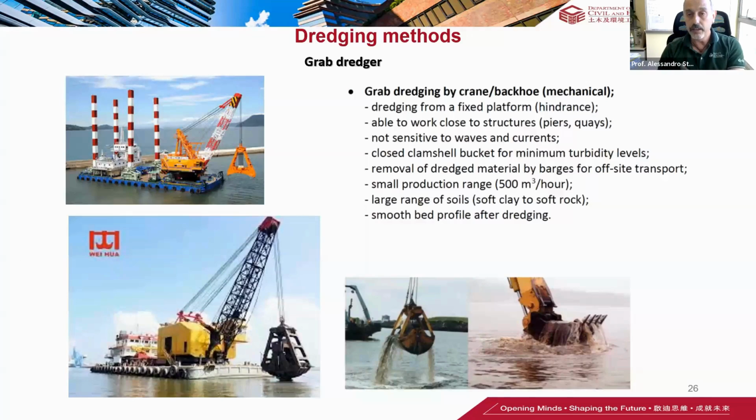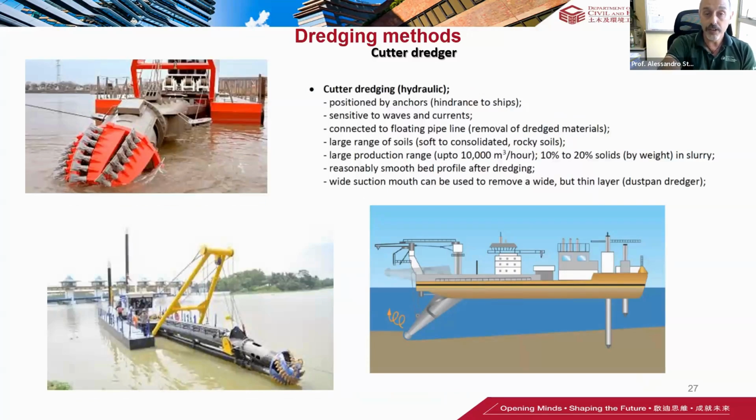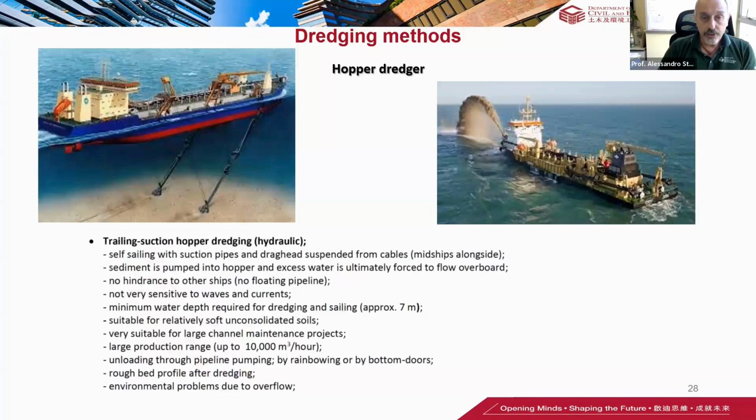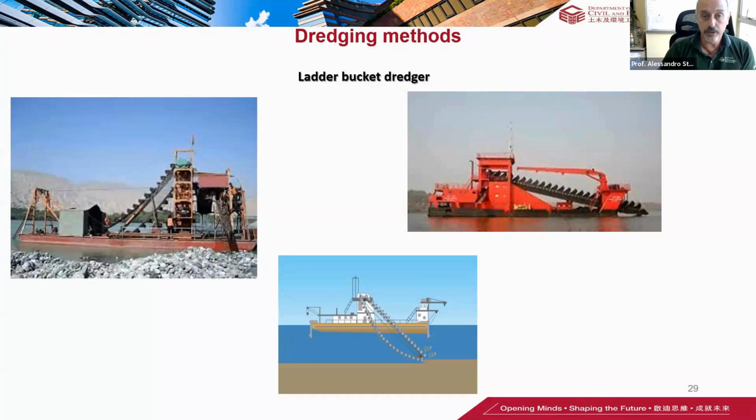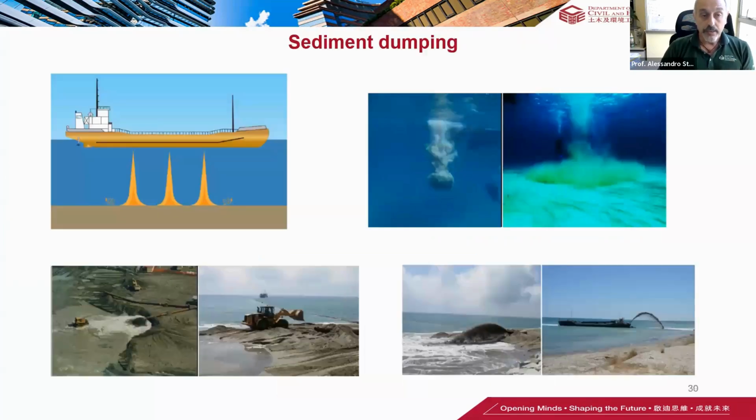Here are some examples. We can divide them into mechanical dredgers. These are examples of dredging by crane or backhoe. It is usually less sensitive to waves and currents, but the production rate is usually very small. These are examples of hydraulic dredgers, like the cutter dredger, where you can reach very high production and achieve relatively accurate sea level leveling at the end. And then these are hopper dredgers, another example of hydraulic dredgers, and this is another small scale mechanical dredger, which is the ladder bucket dredger. What is the point? And this is an example of how you dump the sediment in the location that you designed for the dumping. You can have a direct dumping from the barge or a spray, like in this picture in the right bottom corner.